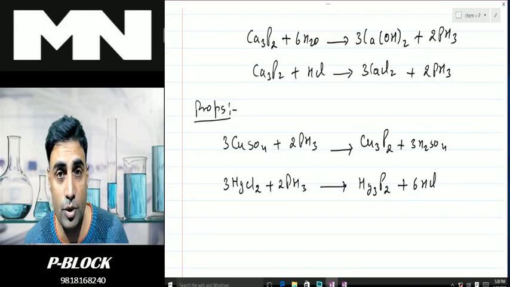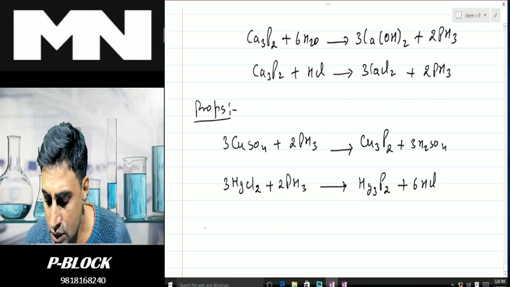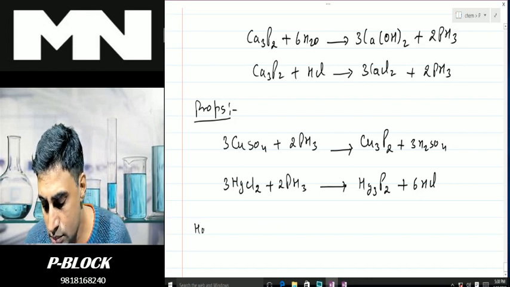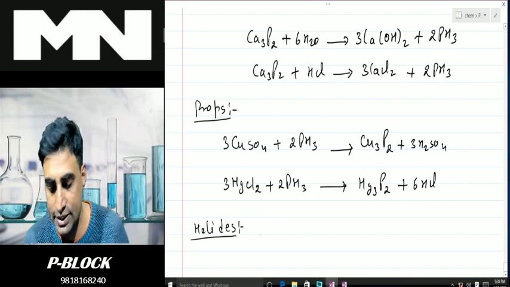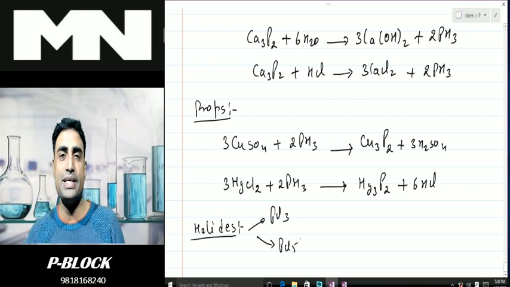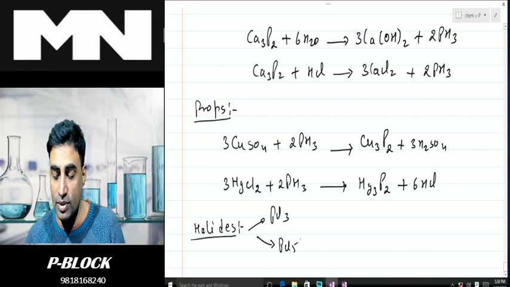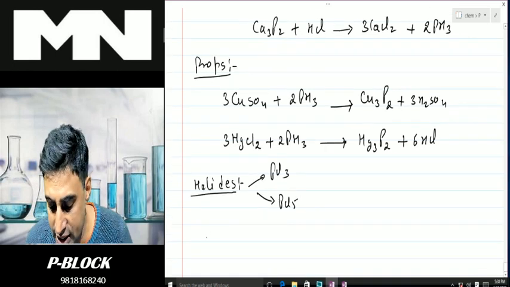So it can convert metal salts into their corresponding phosphides. This is all about the properties of phosphine. Next we'll see halides. Phosphorus exists in two types of halides, that is PCl3 and PCl5 type, that is PX3 and PX5. Common ones are PCl3 and PCl5. First we'll see PCl3.